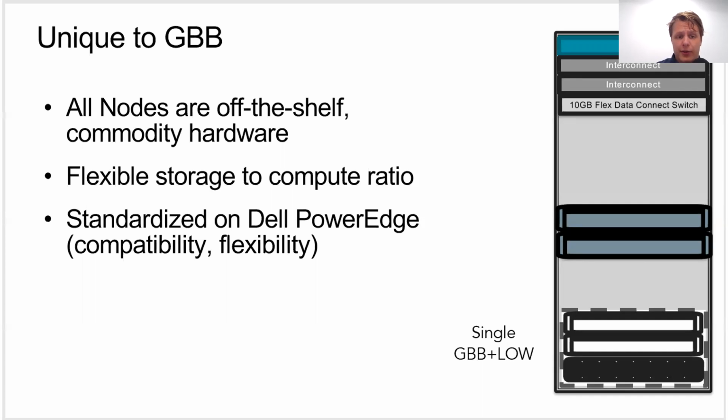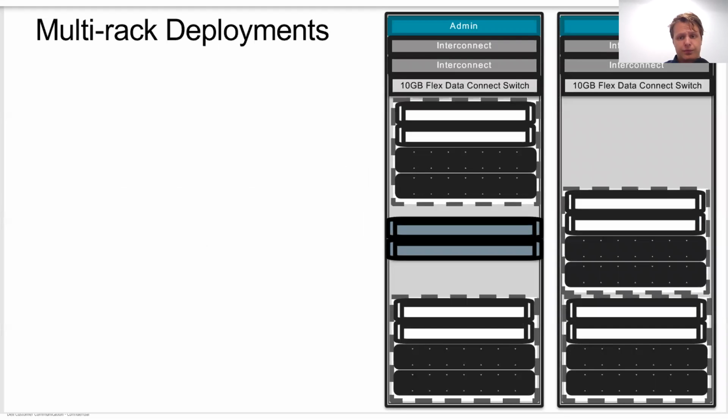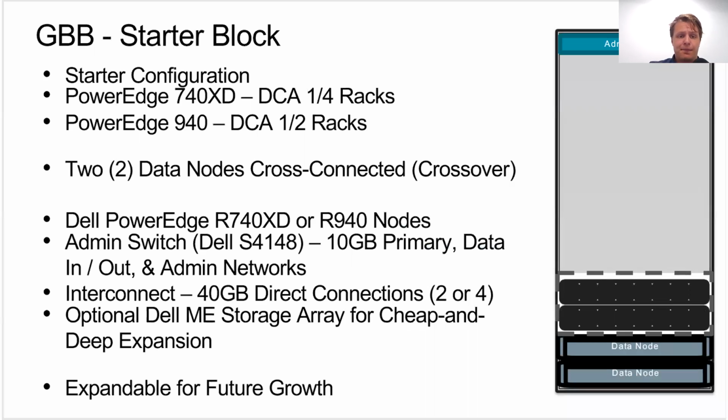So what's unique to Greenplum Building Blocks? These are all off-the-shelf hardware. I don't know if I mentioned it before, but it's essentially Dell servers, Dell storage, storage shelves, and Dell switches. So it's all Dell PowerEdge. And that's an example of a multi-rack deployment, which obviously you can do. A starter block, for example, would be a starter config might be something along these lines.